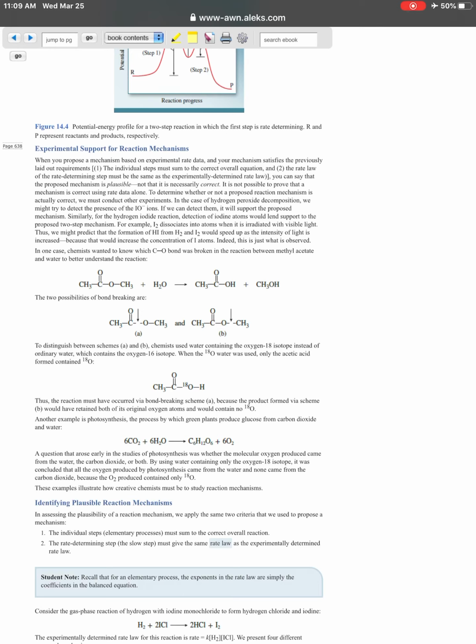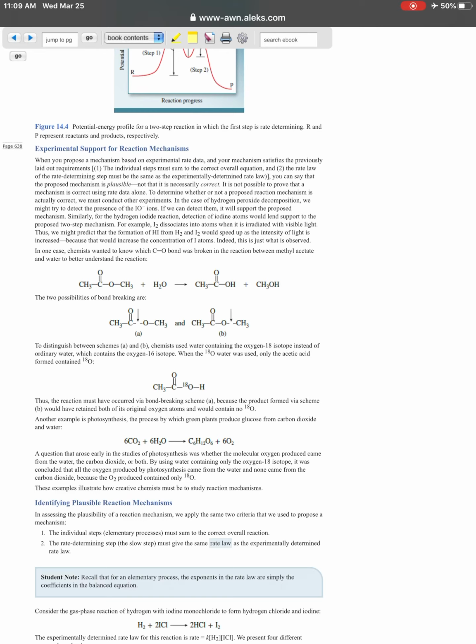For example, I2 dissociates into atoms when it is irradiated with visible light. Thus, we might predict that the formation of HI from H2 and I2 would speed up as the intensity of light is increased, because that would increase the concentration of I atoms. Indeed, this is just what is observed.